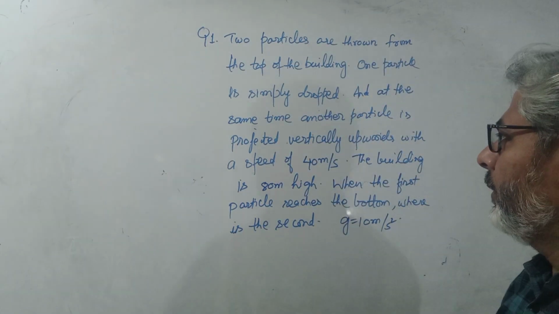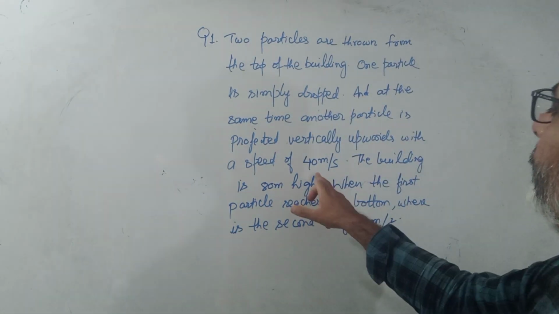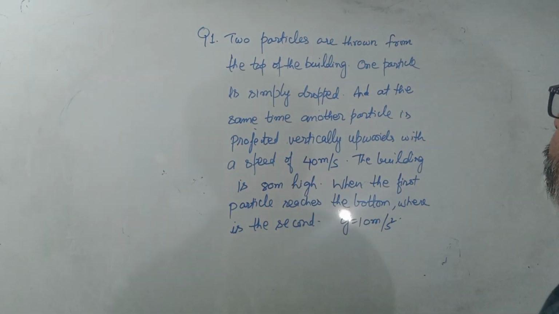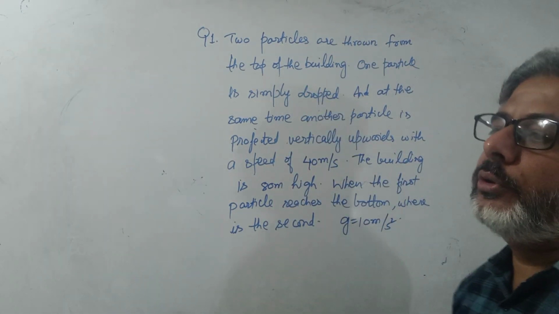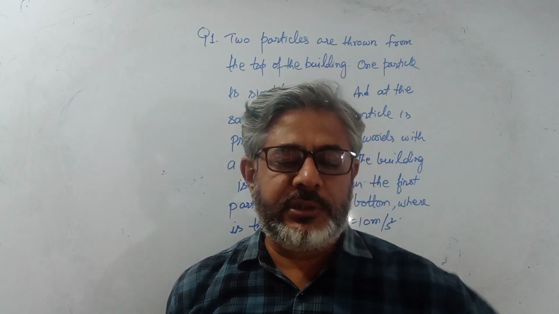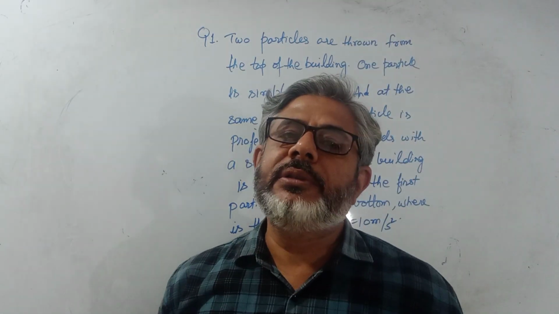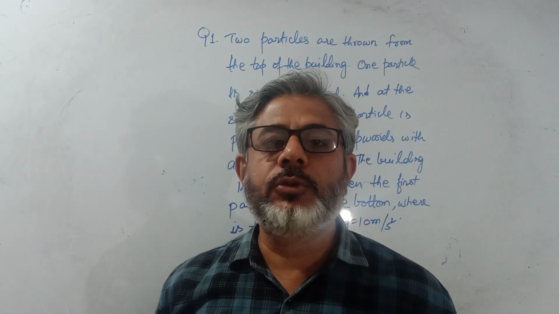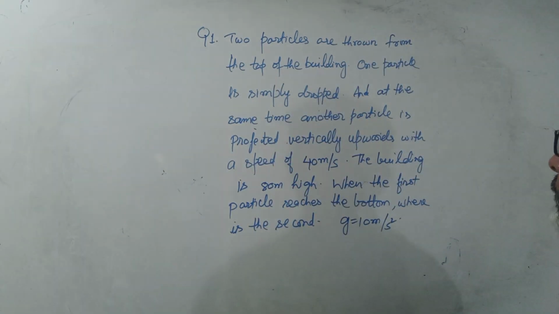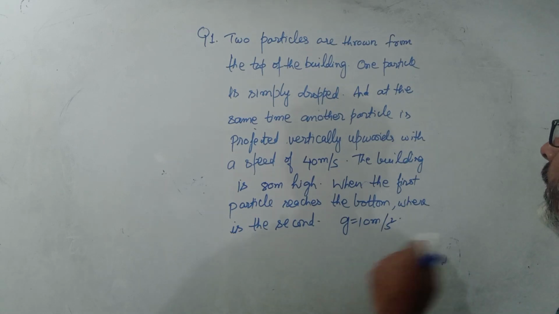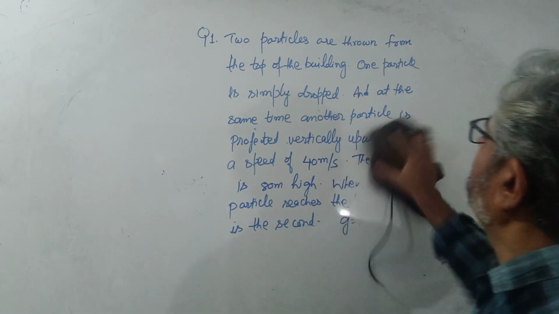So we should remember the data that the speed is 40 meters per second for the second particle, and this is simply dropped. So we also need to understand wherever in physics they say simply dropped, it means there is no initial speed, there is no initial velocity. So u is 0, and g they have given as 10, the height of the building is 80. So I am rubbing it and drawing a figure for all of you.